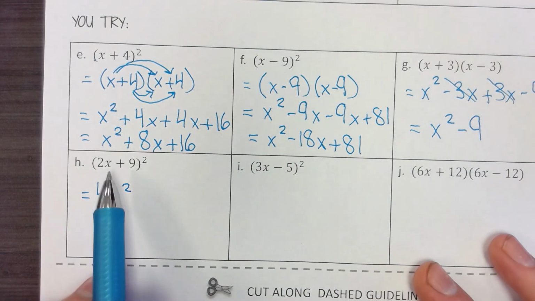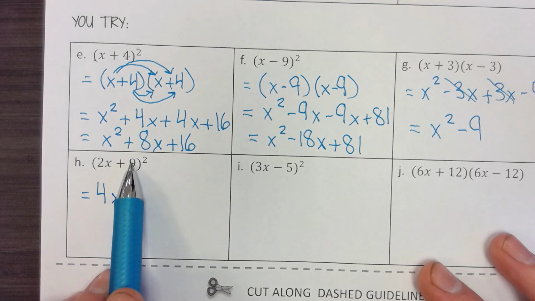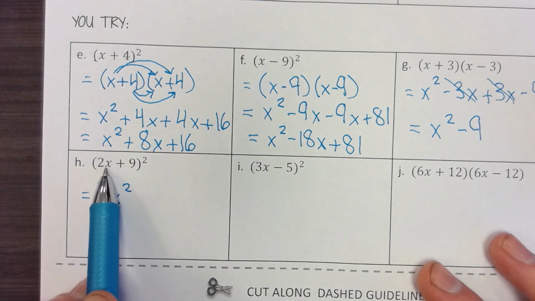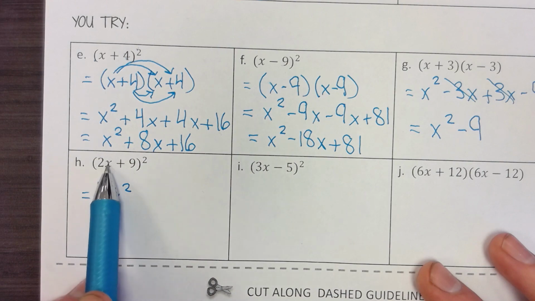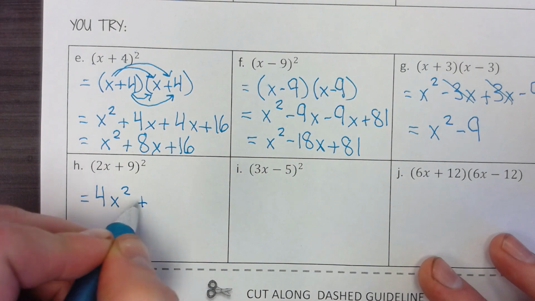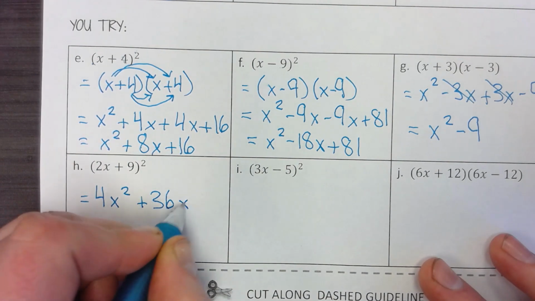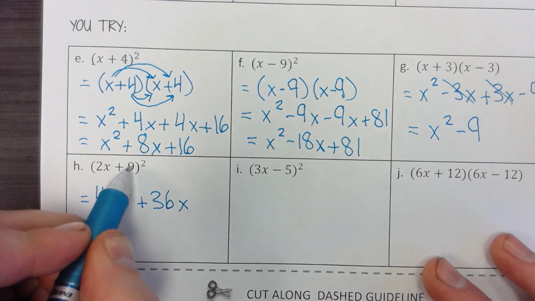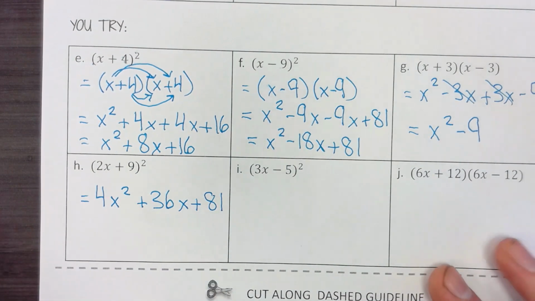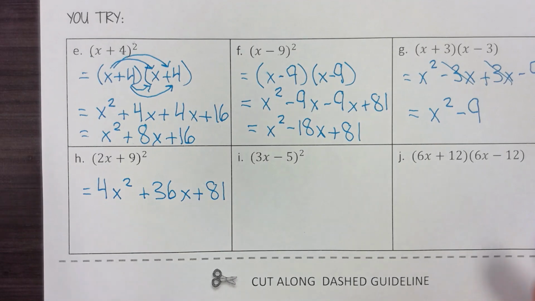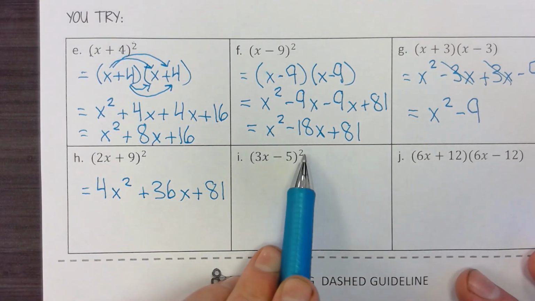I know I'm going to have 2 of these. I'm going to have 9 times 2x's. So 9 times 2 is 18x, and I'm going to have 2 of those. So 18 plus 18 is 36x's. Finally, I'm going to have a 9 squared, or 9 times 9 is 81. Again, I know that I'm going to have 2 of these.